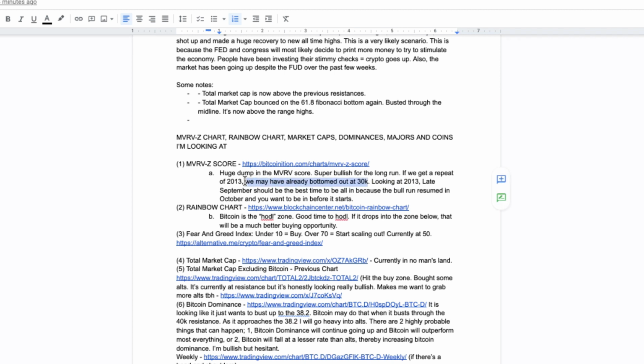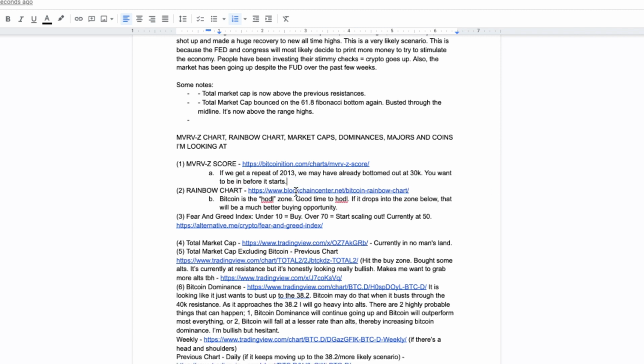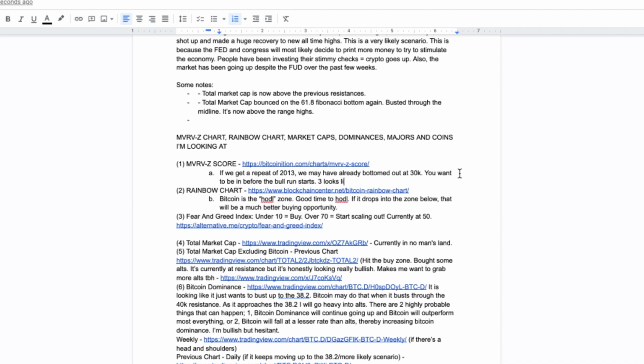So I'm just going to say this: wait, okay, this part is still correct. If we get a repeat of 2013, we've already bottomed out. This still may be correct. The other thing that you want is to be in before the bull run starts. And what did I say? Three looks like a pretty heavy resistance on the MVRV.